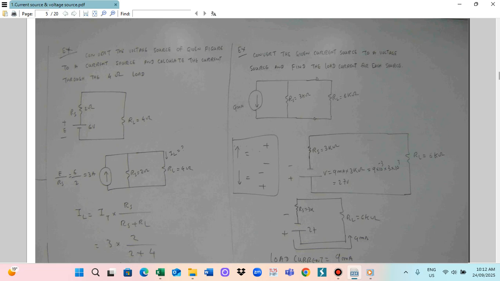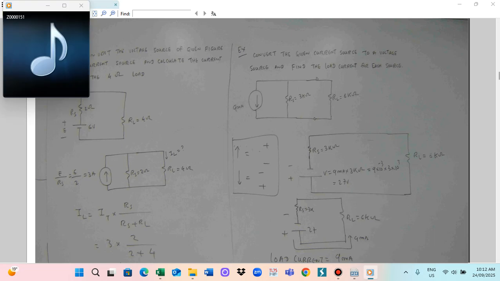Voltage is found by multiplying the current and the resistance. When the current direction is outward, the top will be positive and the bottom negative. When the current direction is downward, the top will be negative and the bottom positive. So this is the voltage and current direction. By this way you can interchange the polarity of the voltage and the current source.